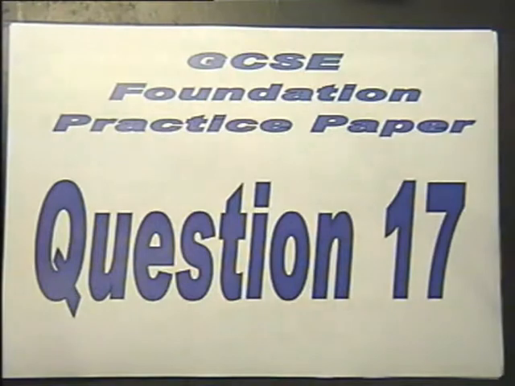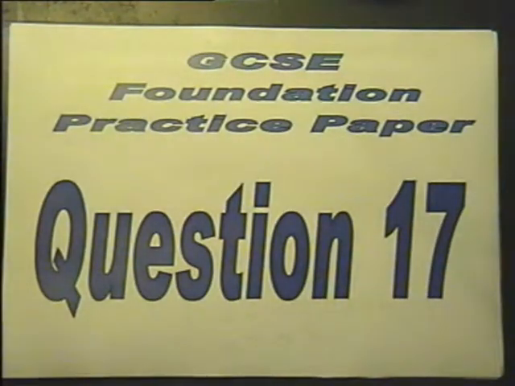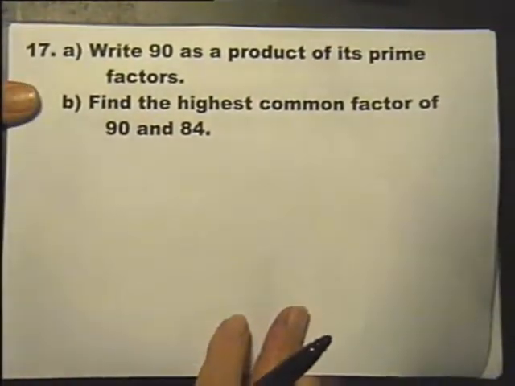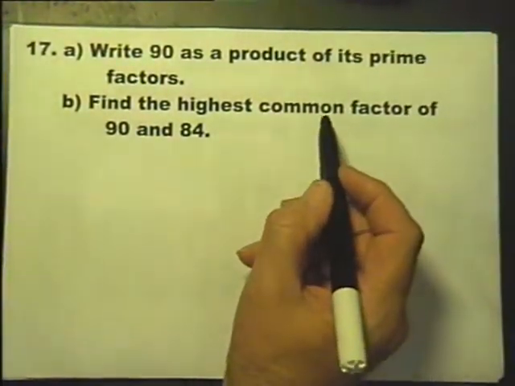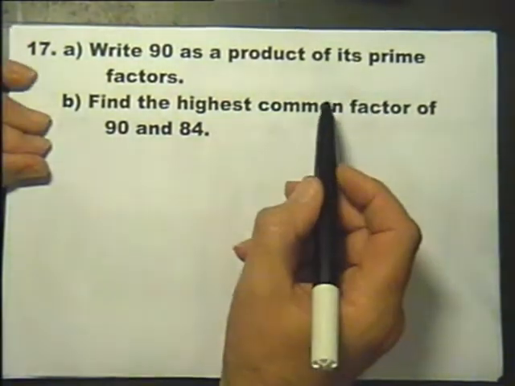GCSE Foundation Practice Paper 1B from mathstutor.biz and mathsdvds.co.uk. Question 17. Write 90 as a product of its prime factors.